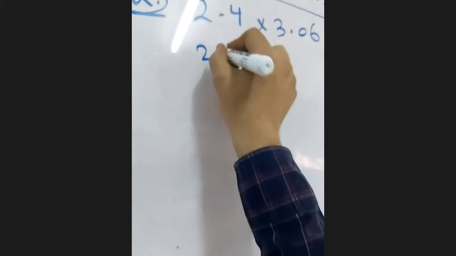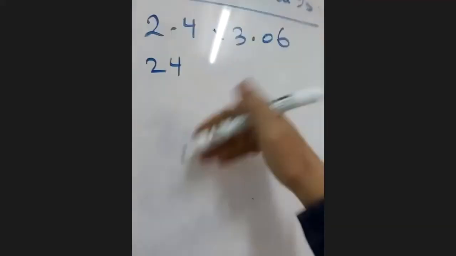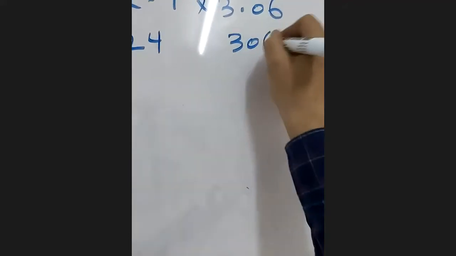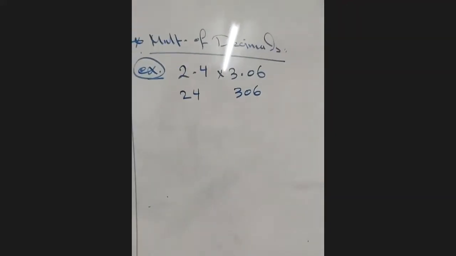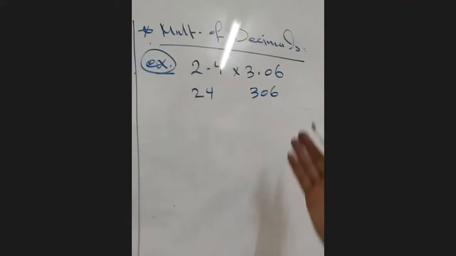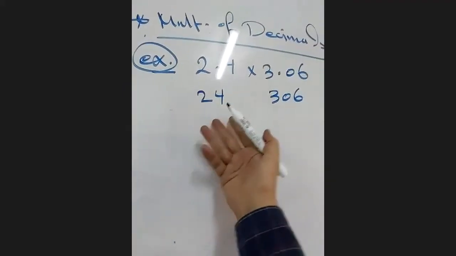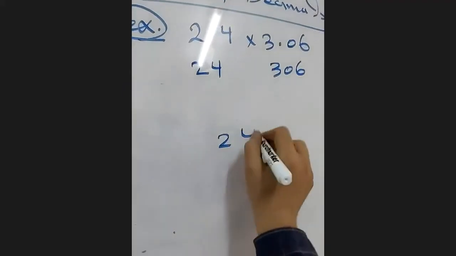So this number without the decimal is 24. This number without the decimal is 306. Now, to multiply these two numbers, this has 2 digits, this has 3 digits. Do not put them like this.